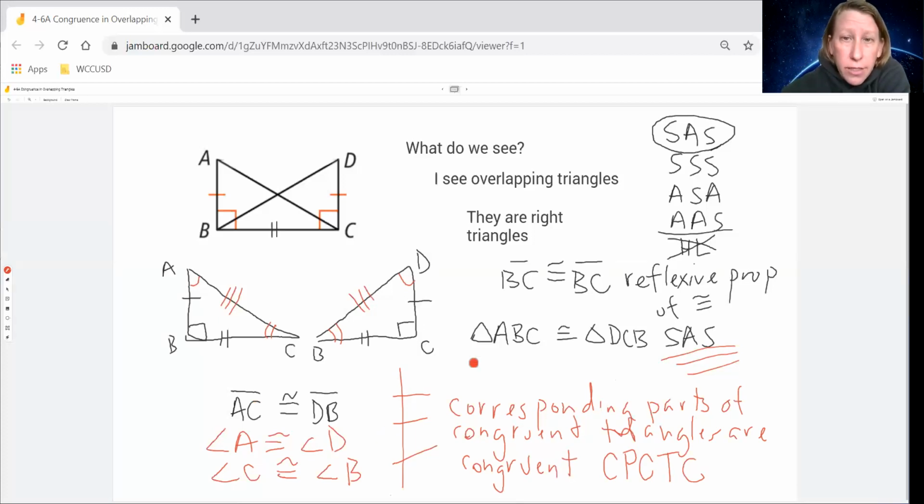And if I was asking you to do a proof, which I didn't, but if I asked you to prove that angle A was congruent to angle D, you would show the triangles are congruent, and then you would end your proof with this. And your last reason would be corresponding parts of congruent triangles are congruent.